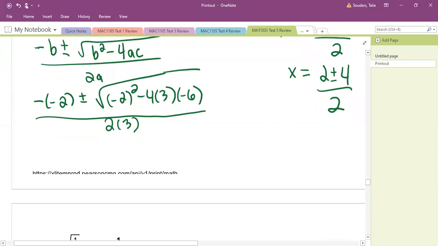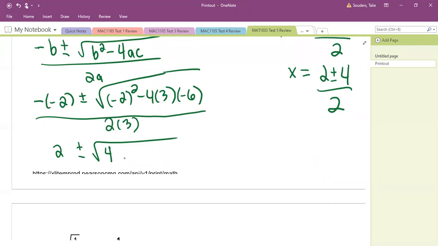Okay, I went ahead and plugged everything in. So hopefully we all agree right now. What is -(-2)? Positive 2, good. How about -2 squared? 4. And then -4 times 3 times -6. Is that +72? Very good.